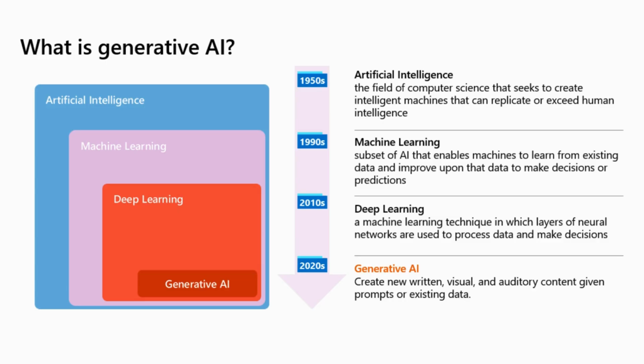What is generative AI? Artificial intelligence: the field of computer science that seeks to create intelligent machines that can replicate or exceed human intelligence. Machine learning: a subset of AI that enables machines to learn from existing data and improve upon that data to make decisions or predictions. Deep learning: a machine learning technique in which layers of neural networks are used to process data and make decisions. Generative AI: create new written, visual, and auditory content given prompts or existing data.